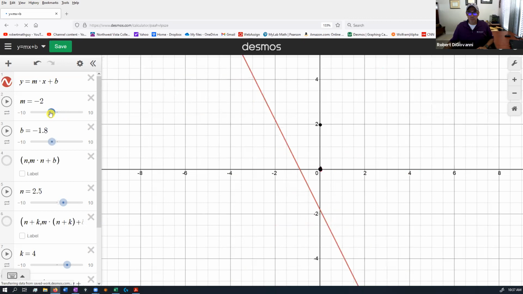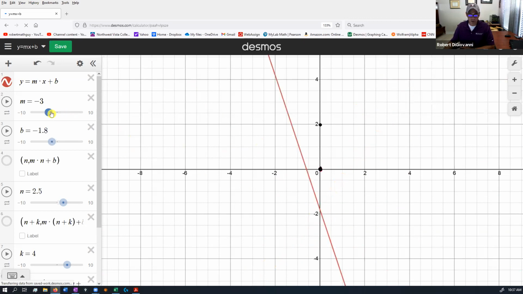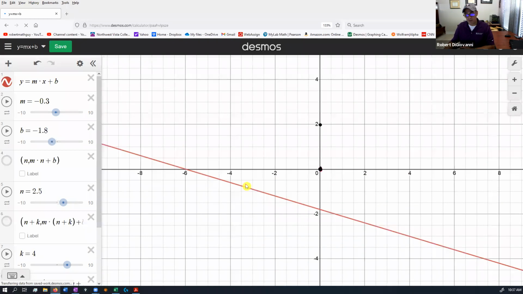So that is something we need to understand about lines. If the slope is a positive number, it's going to be going up from left to right. If you read this like a book, from left to right, it's going up. That's if the slope was a positive number. If the slope was a negative number, it's going to be pitched down from left to right.